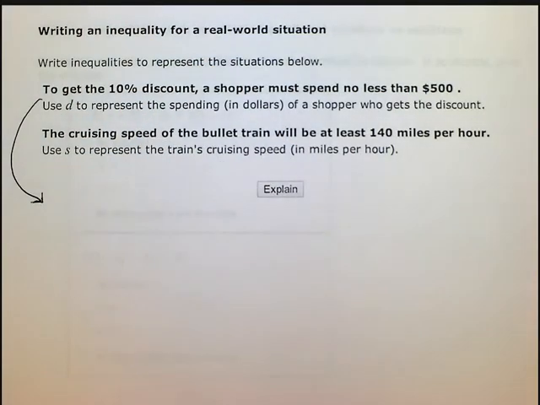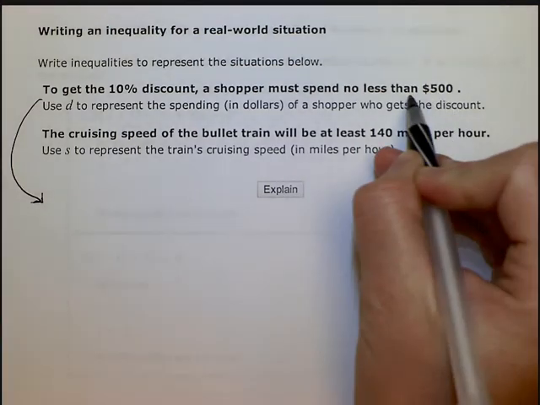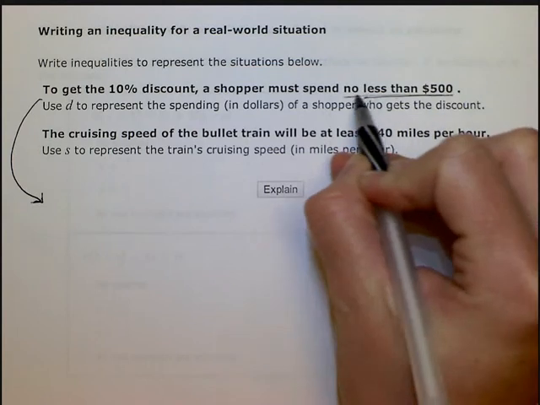It says, to get the 10% discount, a shopper must spend no less than $500. Use D to represent the spending in dollars of a shopper who gets the discount. So there's a few important pieces of information here and one not so important piece of information. First, we know that we're concerned with spending no less than $500.